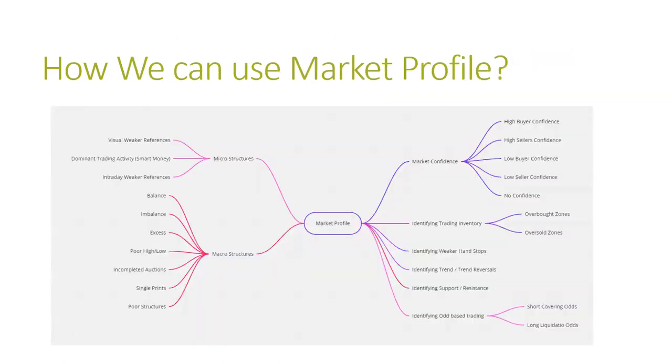Of course, this is what market profile is all about. I classify market profile into two categories: one is microstructure, another one is macro structure. Macro structures are big structures which get created for the day. Micro structures are tiny pieces of information. Market profile also gives tiny pieces of information, which are very helpful for traders to predict the targets most of the time, where the market can move and why it can move.